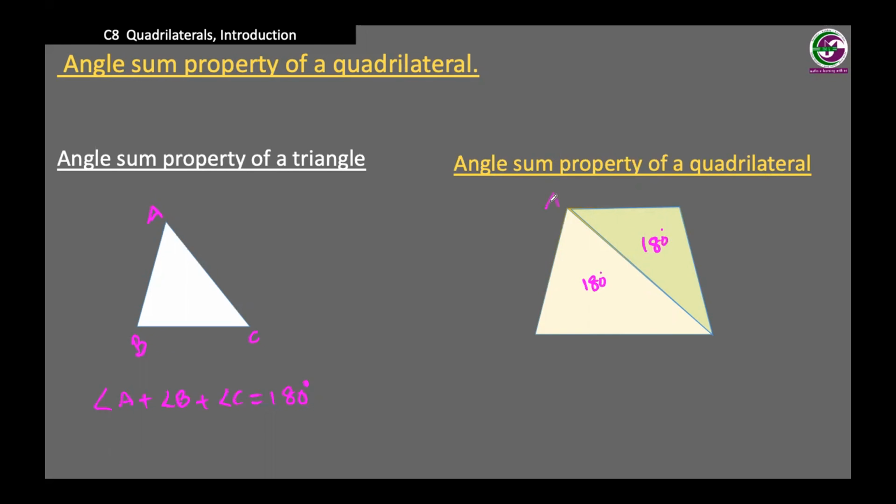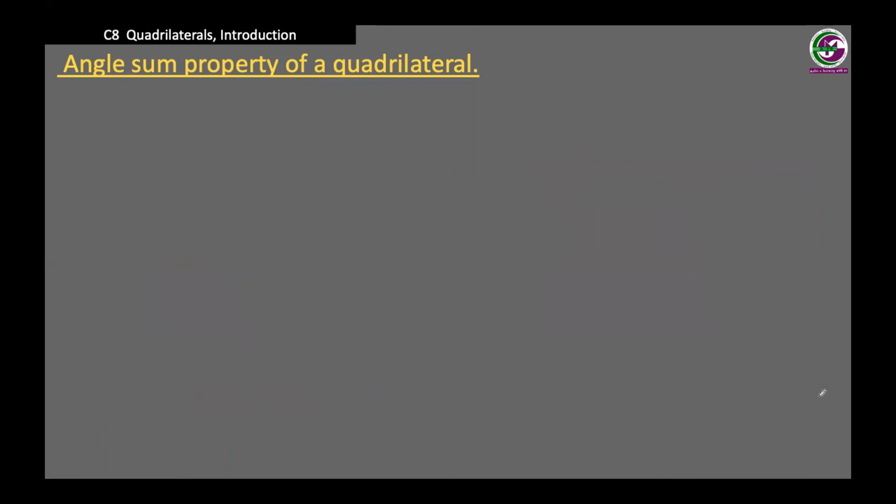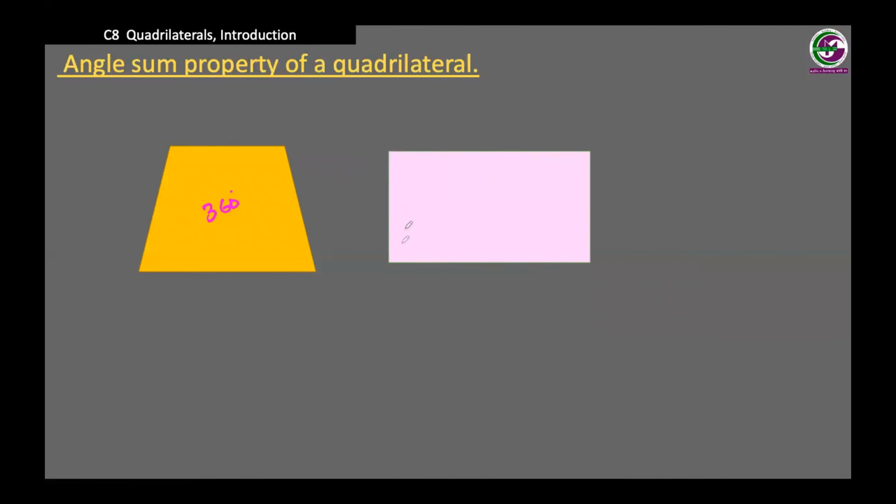So you know that the total angle in a quadrilateral is 180 plus 180, which is equal to 360 degree. Again, it doesn't matter what shape is it. Is it exactly a square or rectangle or rhombus or parallelogram, anything, the total angle should be 360 degree. Even here, 90 plus 90 plus 90 plus 90, 9 times 4 is 36, so we will get 360.